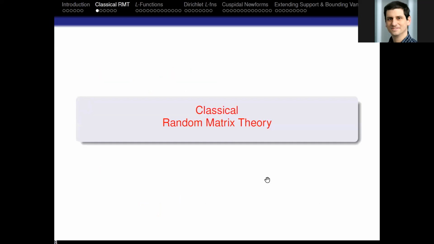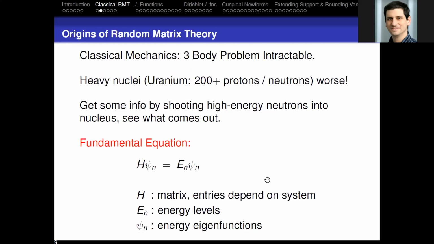So I'm going to talk a little bit about classical random matrix theory. So the three-body problem, three point masses in general configuration, is intractable. We can't write down a closed form solution. So if we can't even solve this problem, imagine how much worse it's going to be with something like heavy nuclei like uranium. We have over 200 protons and neutrons with a far more complicated force of interaction than gravity.